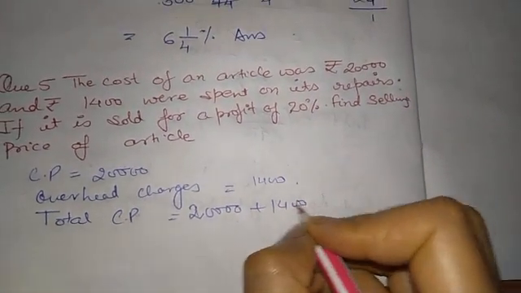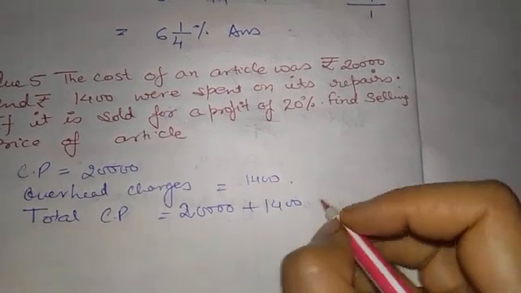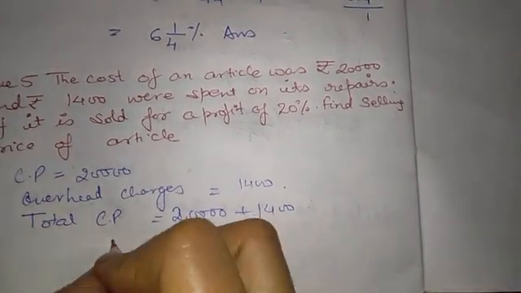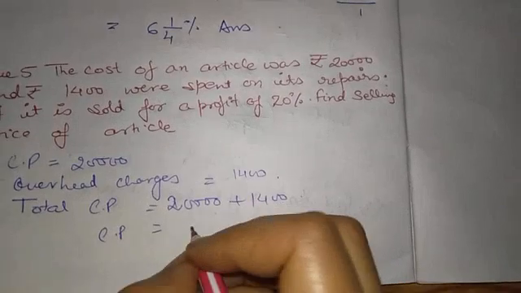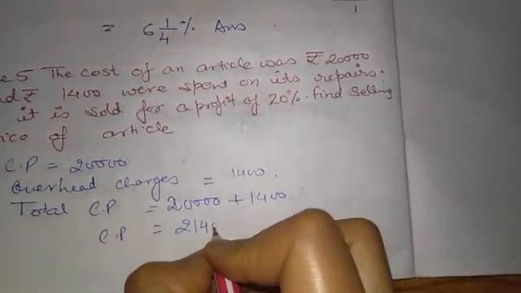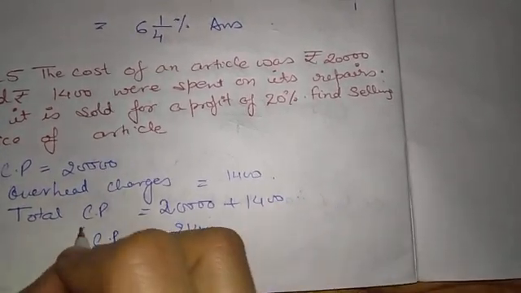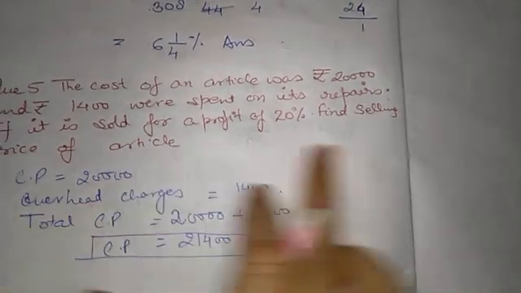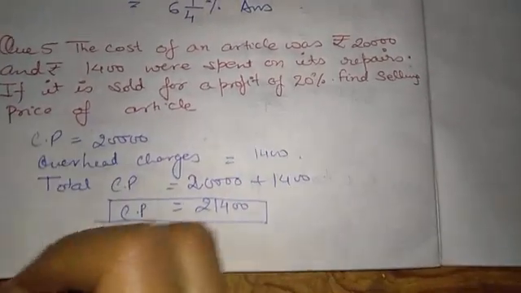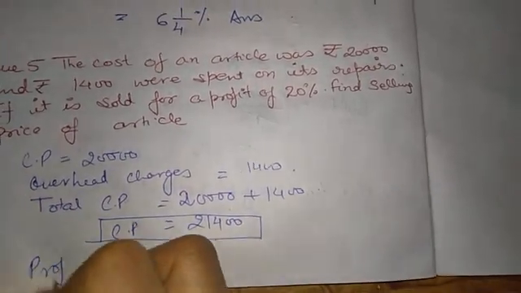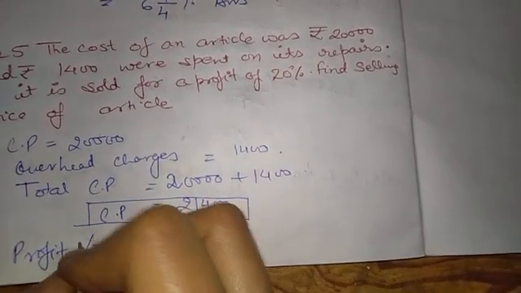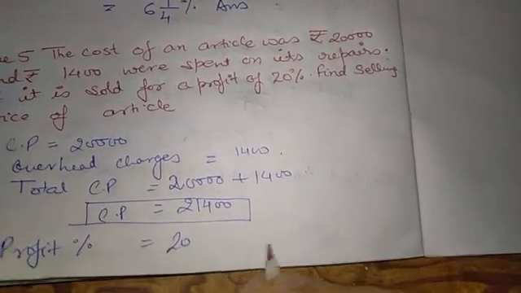Plus 1400. I got CP 21400. This is your cost price. Another thing is given, profit percent. Profit percent is equal to 20.